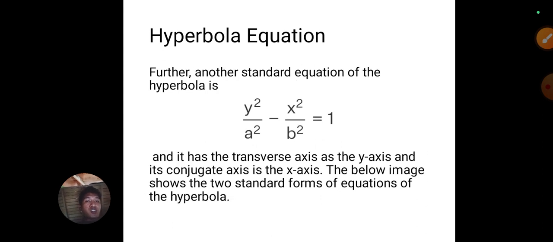Another equation is y squared over a squared minus x squared over b squared equals 1, and it has a transverse axis on the y-axis and its conjugate axis is the x-axis. The below image shows the two standard forms of the equation of the hyperbola.